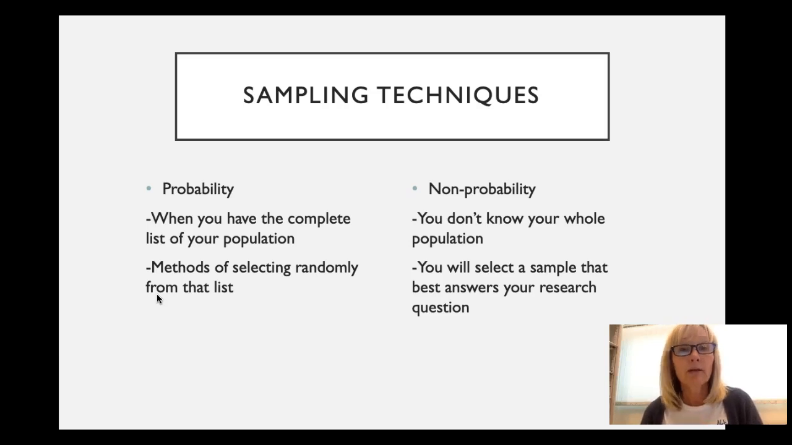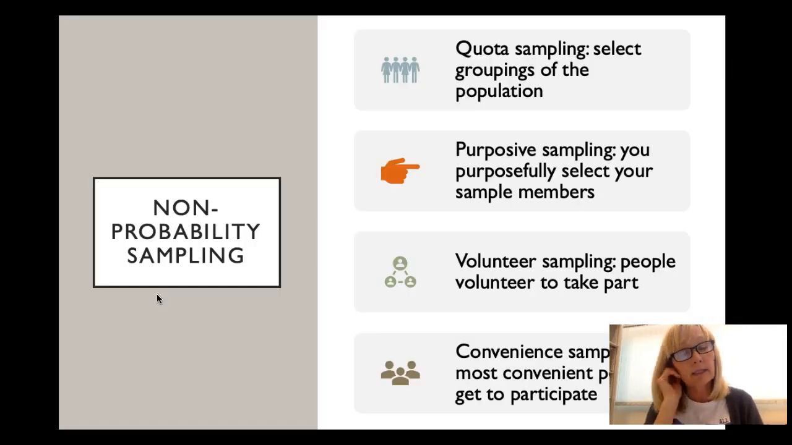Non-probability is when you don't have a list of the entire population. So in my research, for example, I don't have a list of every library employee in Alberta, so I don't know the whole list. So I'm just trying to select a sample as best I can that best answers the research question and best represents the population. So there's different ways of doing that sampling, or the sampling technique, and these are the 4 primary ways.